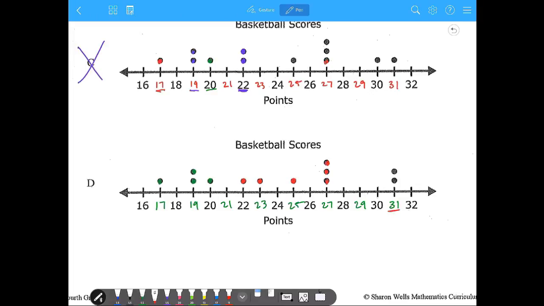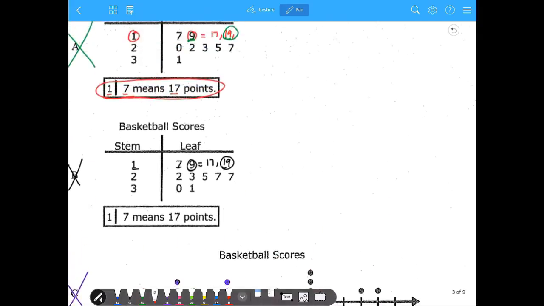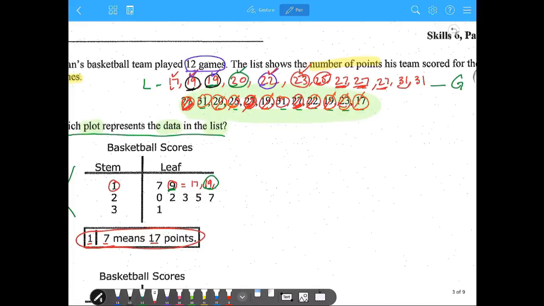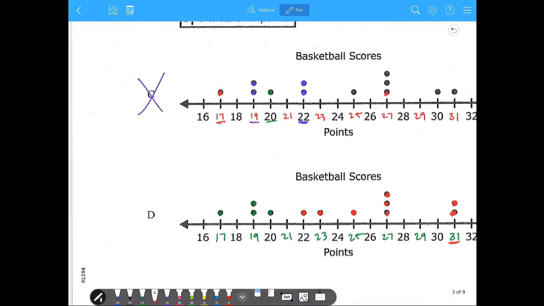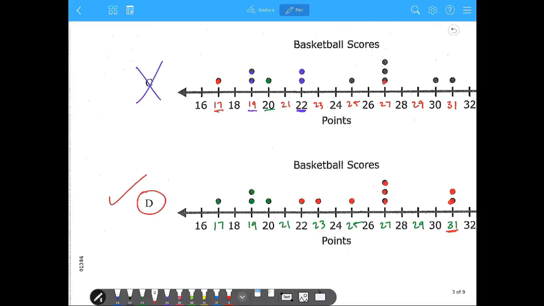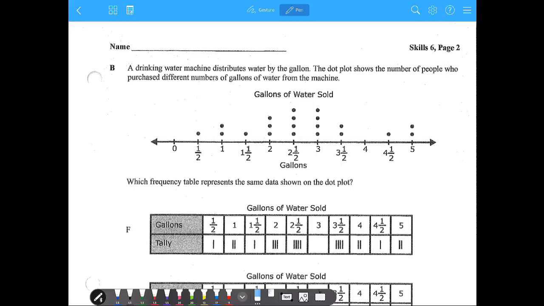Now here it says they only scored 31 points 2 times. So let me see if there's 31 2 times. 1, 2. And that's why it was letter D. Letter D showed everything correctly. So now you should be making your way to letter B. Alright, and here's a new prompt for letter B. As you can see, we have the dot plot. So this one we do need to do our iTalk. So let's go ahead and write that in.